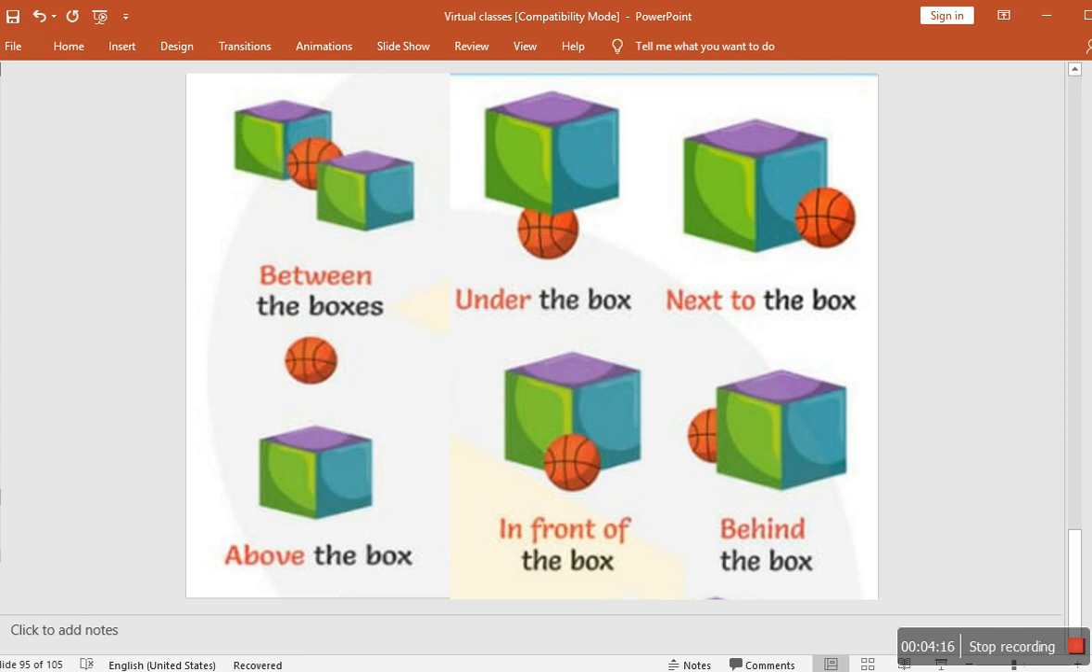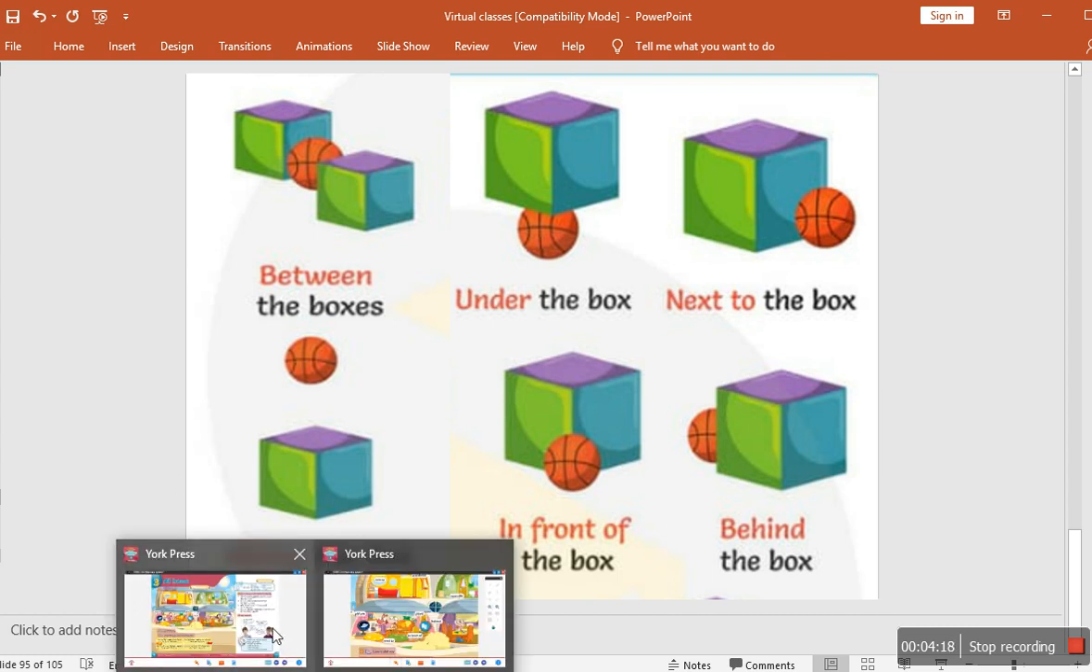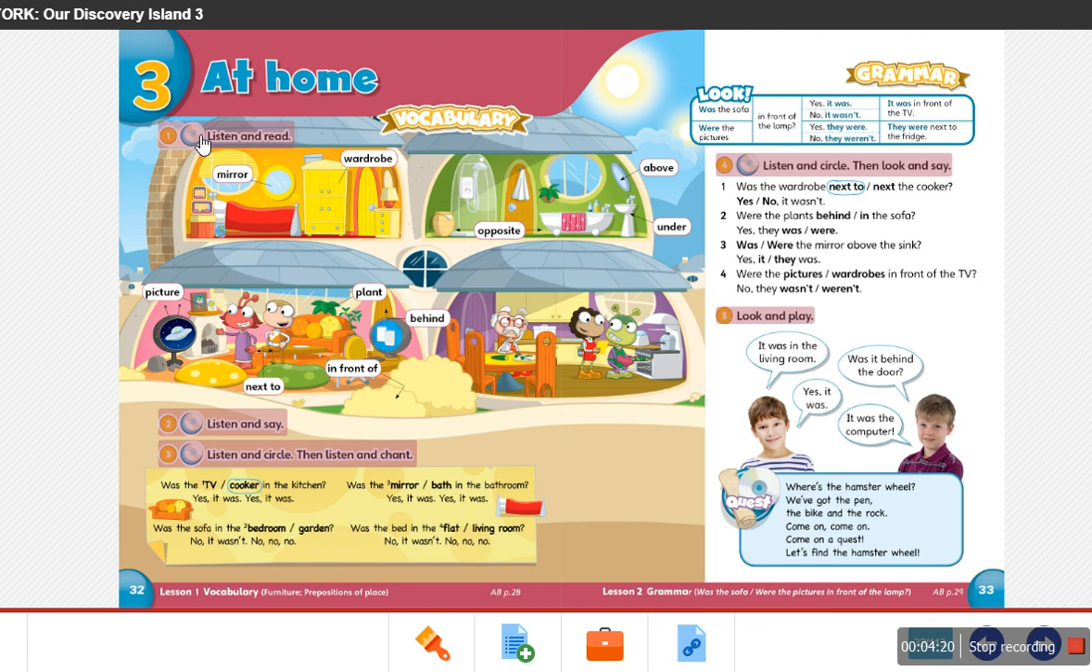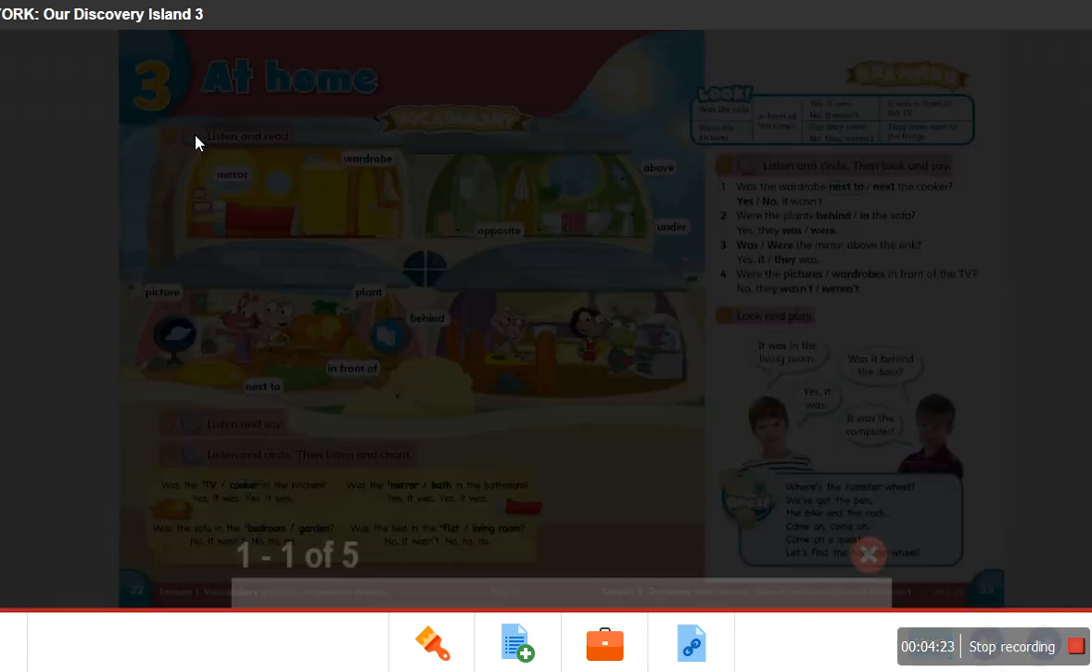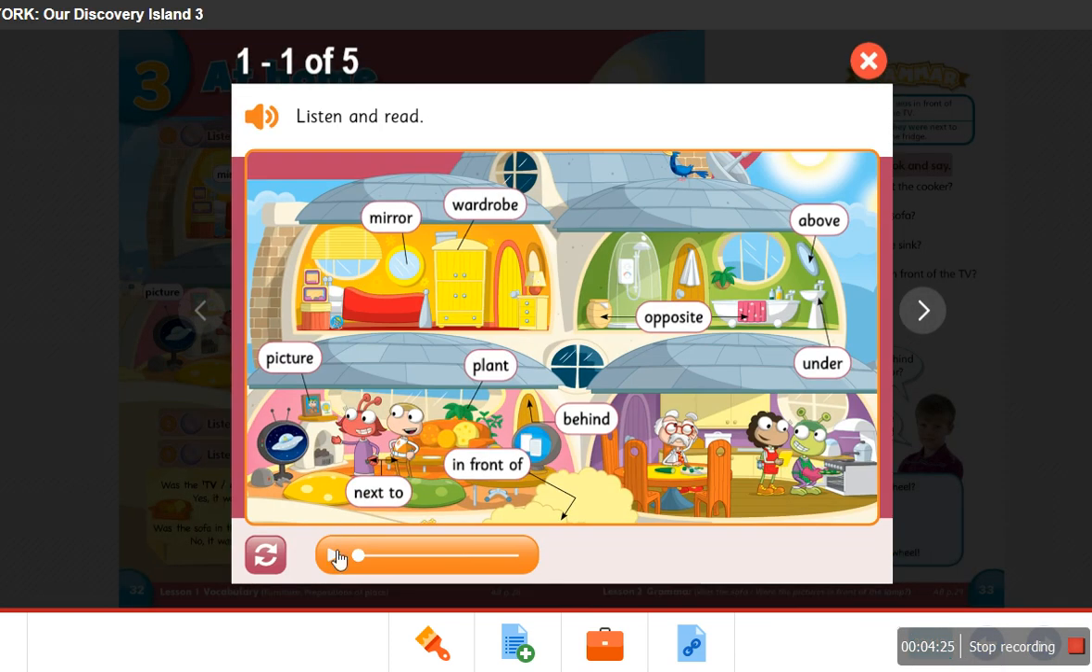Right? Back to our book. I want you to listen carefully. We were at Hip and Hop's house on Tuesday. The computer was in the living room. It was behind the door. The bed was in the bedroom. It was next to the wardrobe. The mirror was in the bathroom. It was above the sink. It was great.